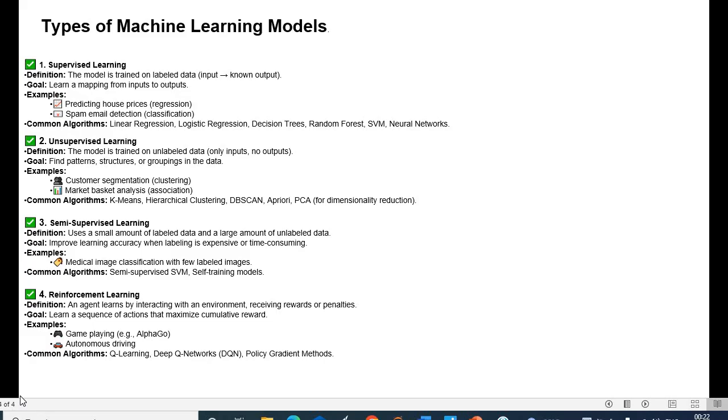Types of machine learning model. So basically we can categorize a machine learning model into four categories, as you can have a look at here. First one is the supervised learning. The model is trained on the labeled data.